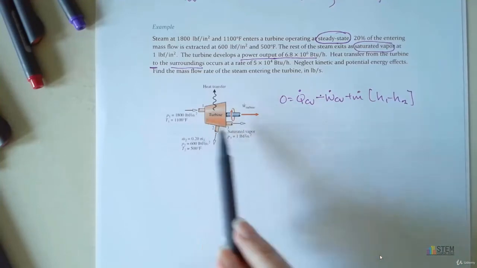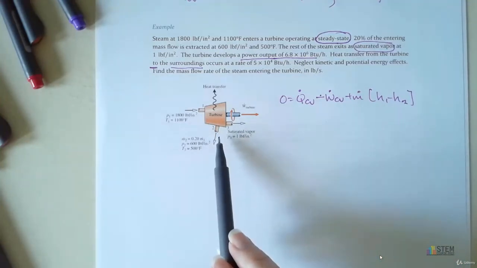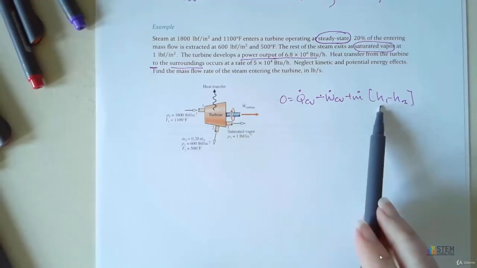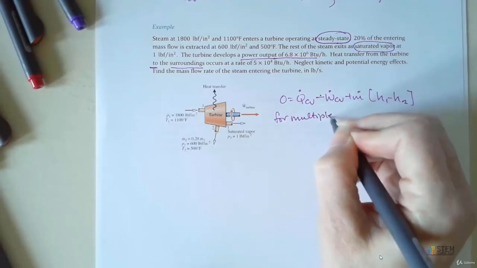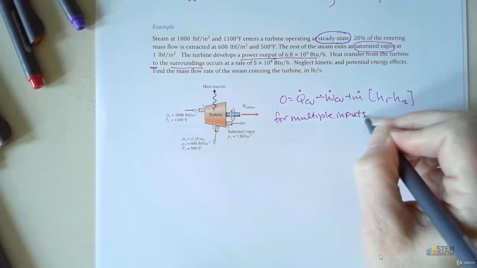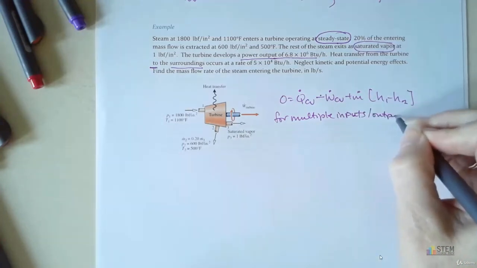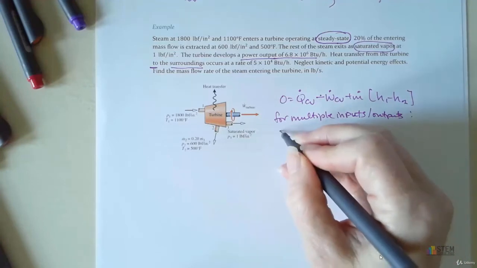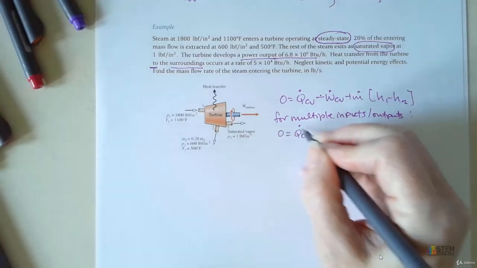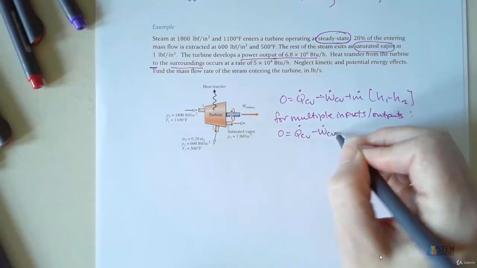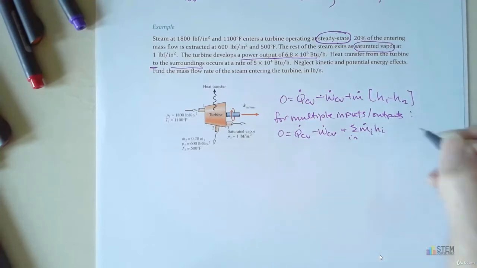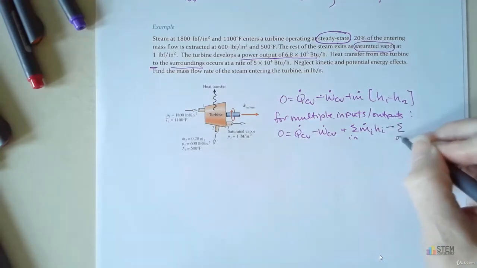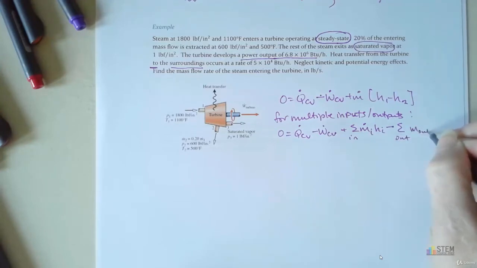Now, in this case, we've got 2 exits, right? This is only for one inlet, one exit, so we need to write this for multiple inlets and outlets. The equation that we will have for multiple inlets and outlets will be 0 equals Q dot minus W dot plus the summation over all the inlets of m_i dot h_i minus the sum over all the outlets of m dot out times h out.